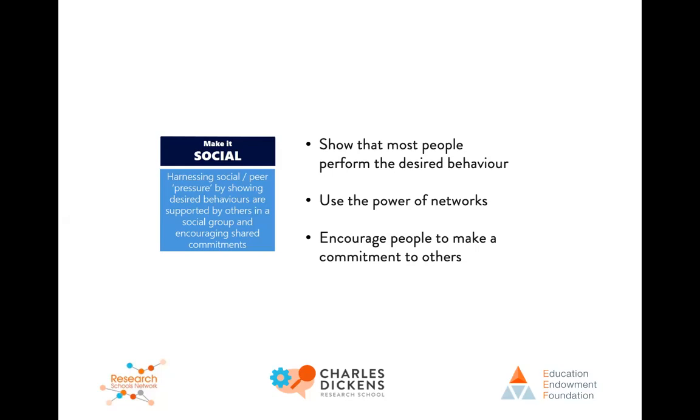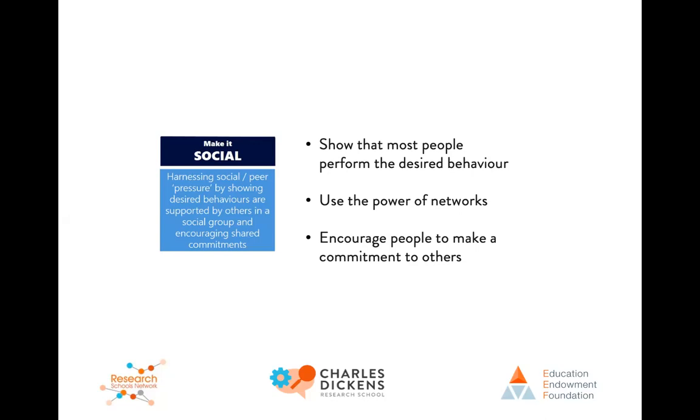The second bullet point here is using the power of networks. We're all embedded in a network of social relationships, and those we come into contact with shape our actions. So really thinking about who we might pilot initiatives with, those keen beans, those people who will champion the work, those people who are then going to be able to feed back positive stories to the rest of our network.